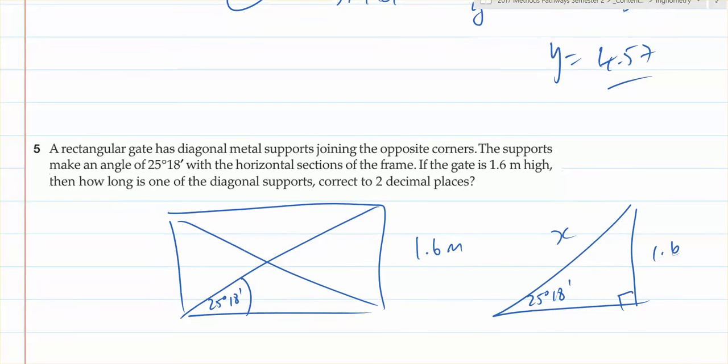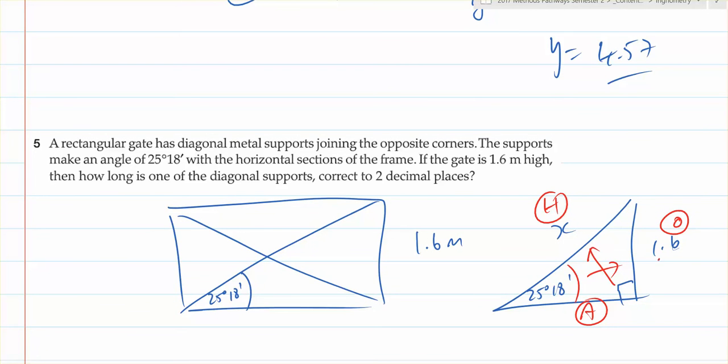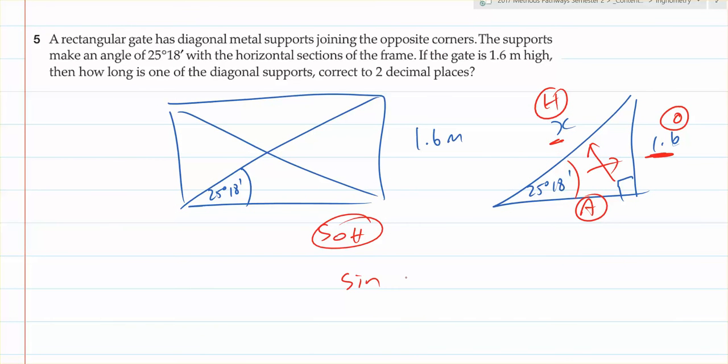You've got your right angle triangle here. So this becomes, I label my sides. This is my opposite side because it's opposite the angle. This is my hypotenuse side, and this is my adjacent side. So I'm using the opposite side and the hypotenuse side, so it's SOH. So this becomes sine of 25 degrees 18 minutes equals opposite 1.6 divided by hypotenuse, so x equals 1.6 divided by sine. We just switch places.